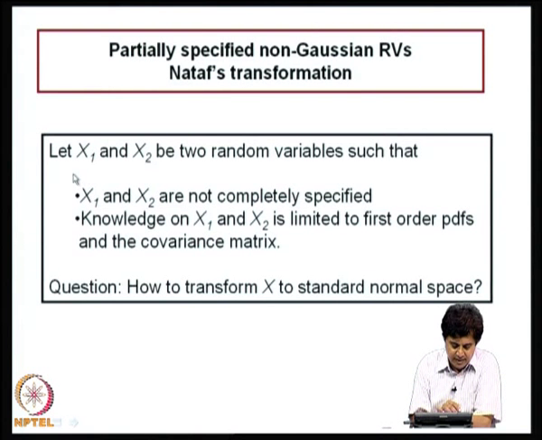So, we start with the case of 2 random variables. Let x1 and x2 be 2 random variables such that x1 and x2 are not completely specified. Knowledge of x1 and x2 is limited to first order PDFs and the covariance matrix. So, now how do we simulate x1 and x2? If you transform x1 and x2 to a standard normal space, you can start with standard normal random variables and transform back to the required x1 x2 random variables.